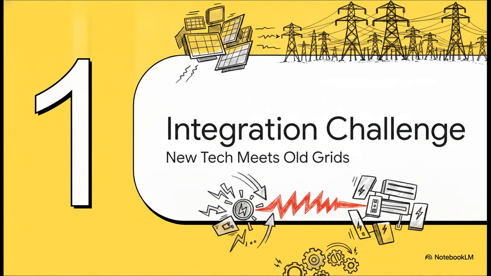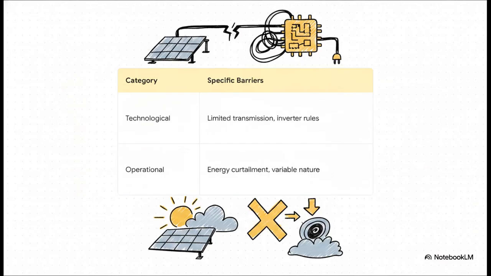Section 1, the integration challenge, when new tech meets old grids. So under SASB metric 410A.1, companies actually have to outline their physical integration risks, and these basically break down into two main buckets: technological and operational. On the tech side, developers are constantly running into limited transmission connectivity and a totally fragmented maze of inverter interconnection rules across different regions. Then on the operational side, well, the sun just doesn't shine 24/7, right?